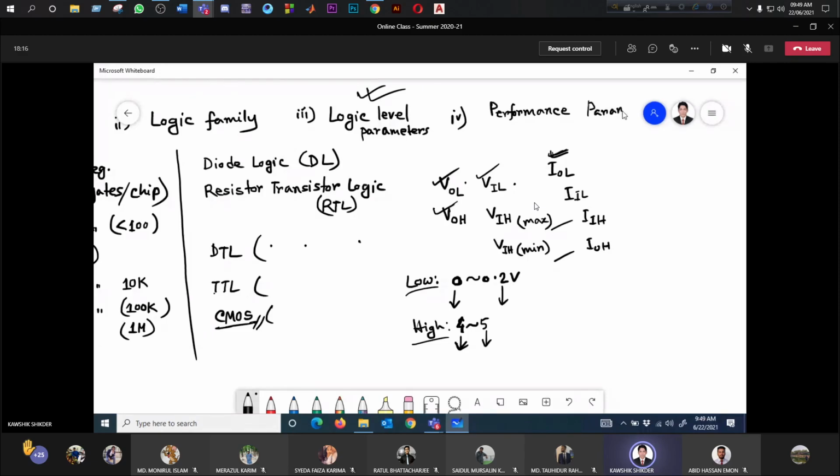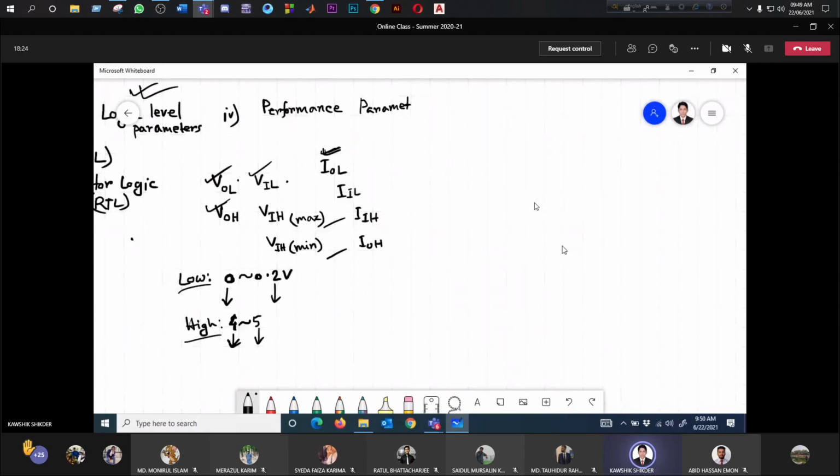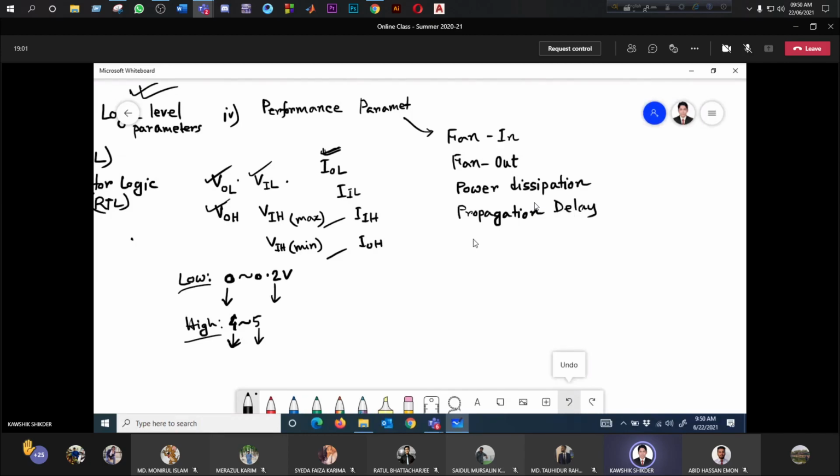Performance parameters, right? So the performance parameters are fan in, then fan out, power dissipation, propagation delay, speed power product, and noise margin. Noted, everybody?